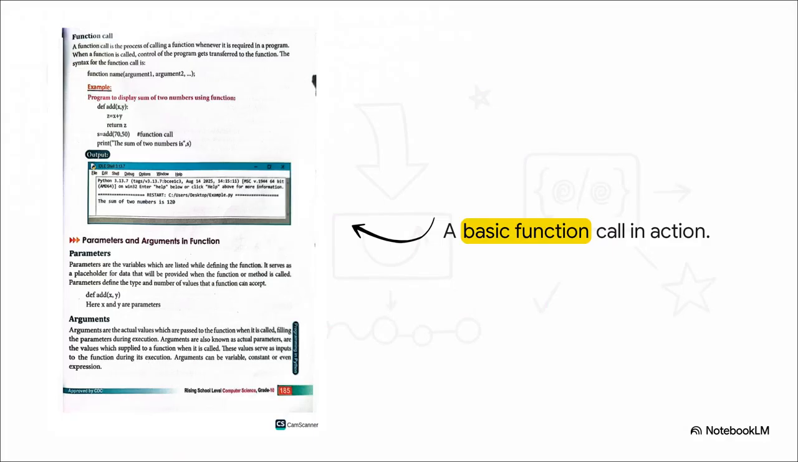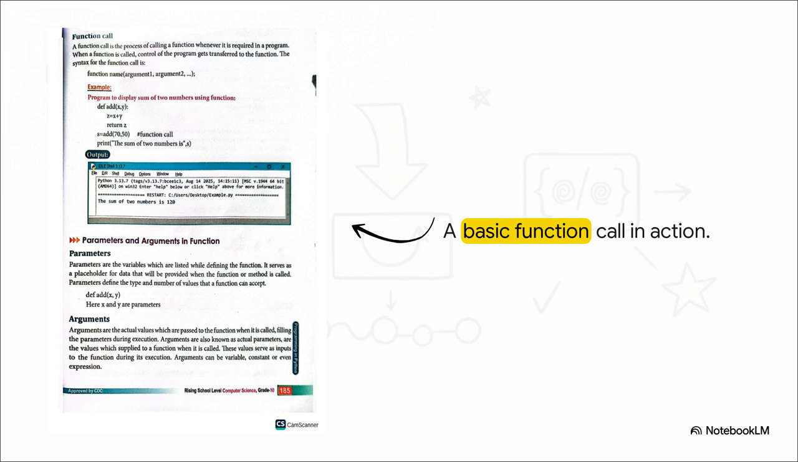Say we have a definition, def add(x, y). The indented code inside it calculates z = x + y and then returns z. But down below that, on an unindented line, we have s = add(70, 50). That is the actual function call.